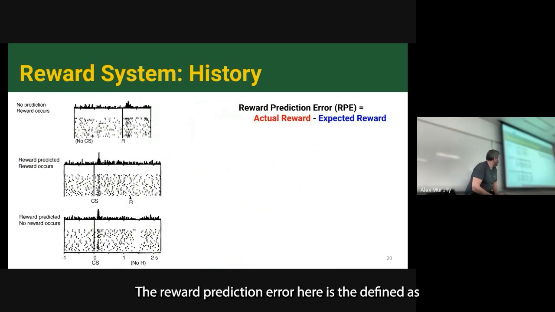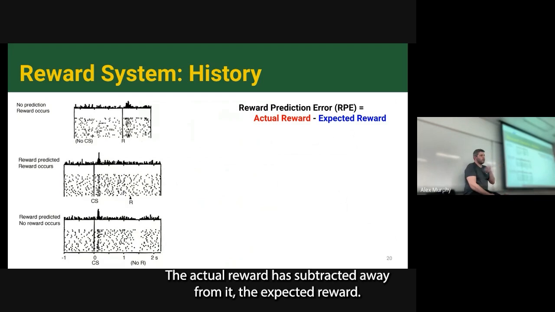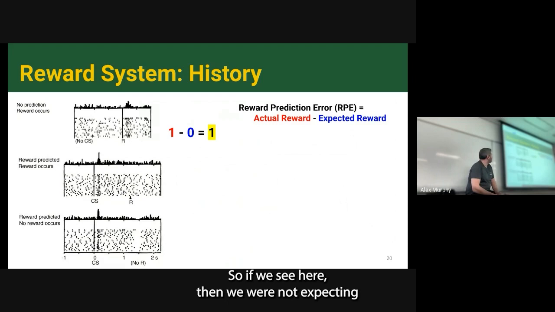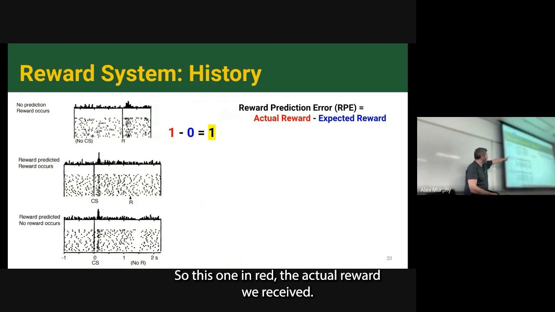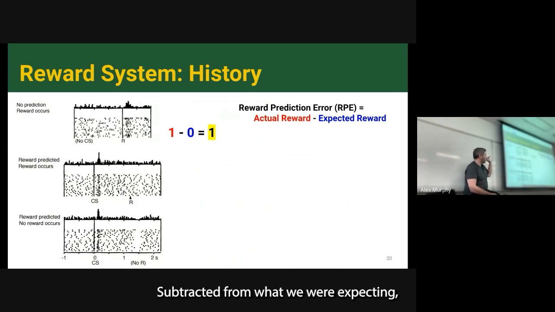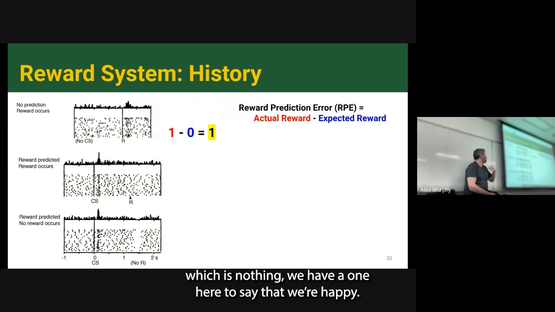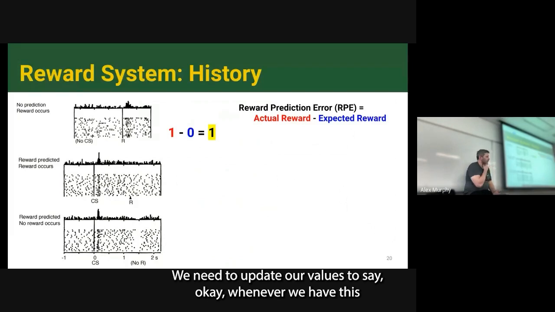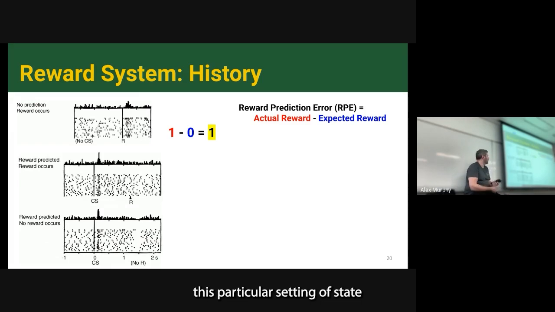The reward prediction error we can define as the actual reward subtracted away from the expected reward. So if we see here, we were not expecting any reward, but we did achieve one. So this one in red, the actual reward we received subtracted from what we were expecting, which is nothing. We have a 1 here, so this is saying that we're happy. We need to update our values to say that, okay, whenever we have this environment that we're in, this particular setting of state, there could be a reward coming as well.